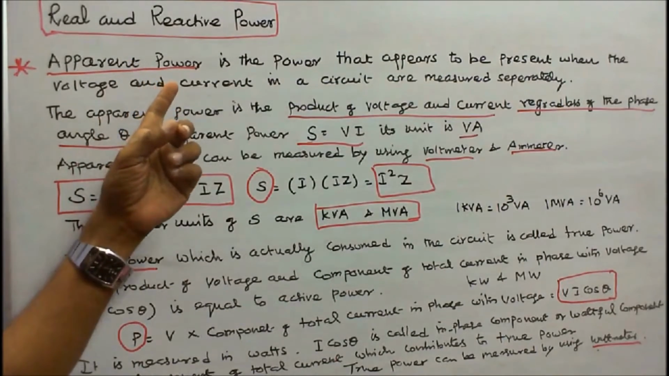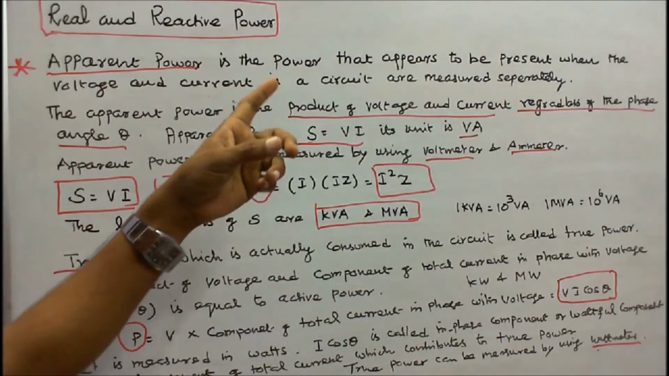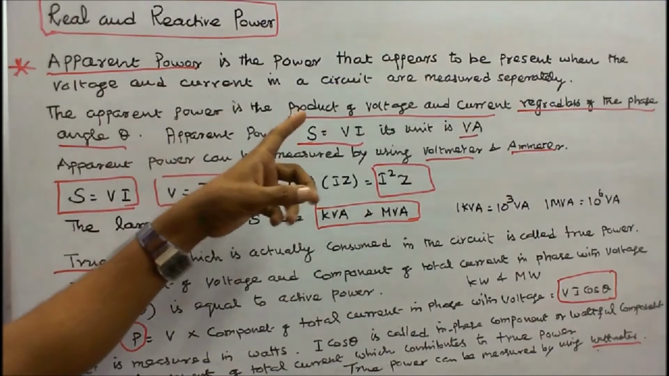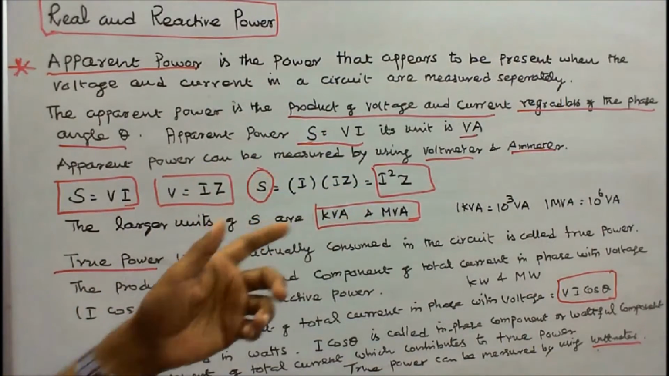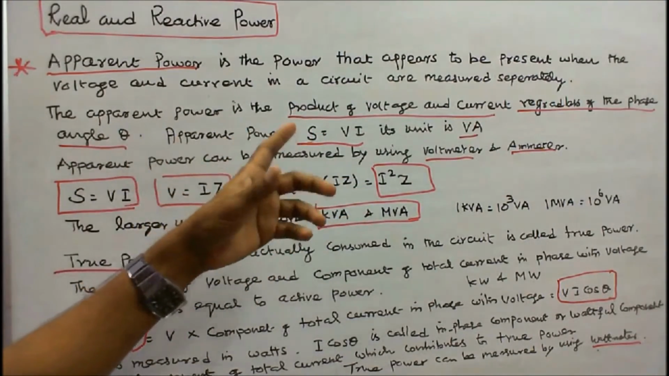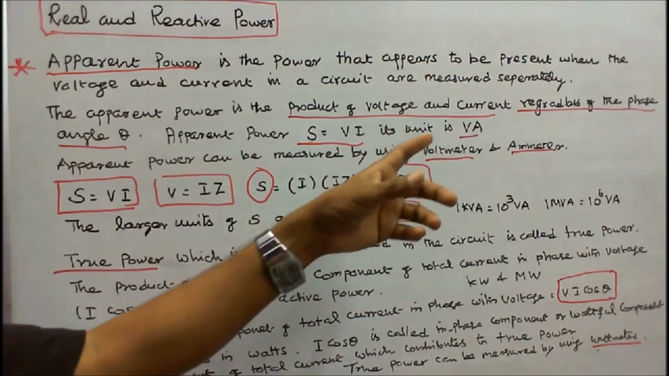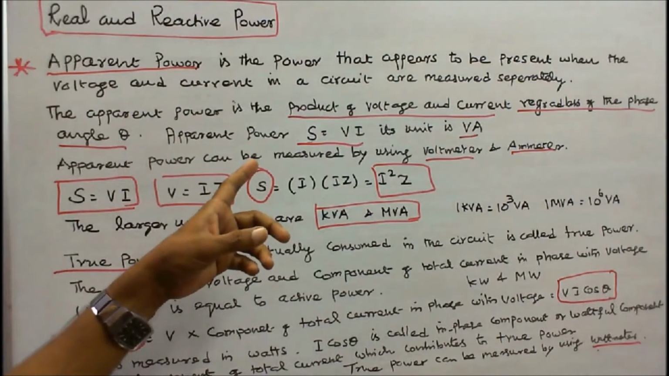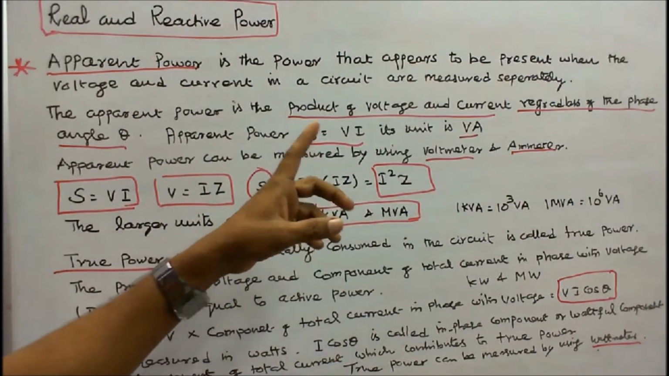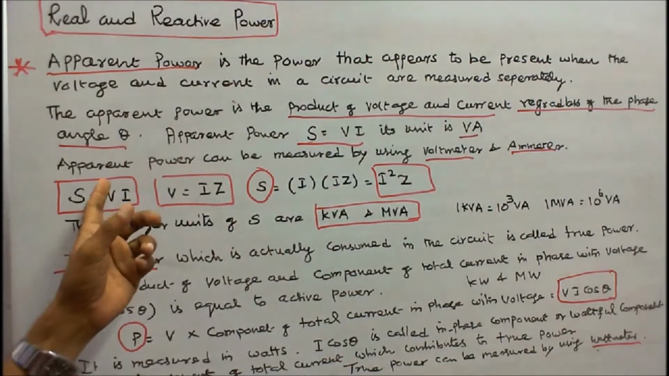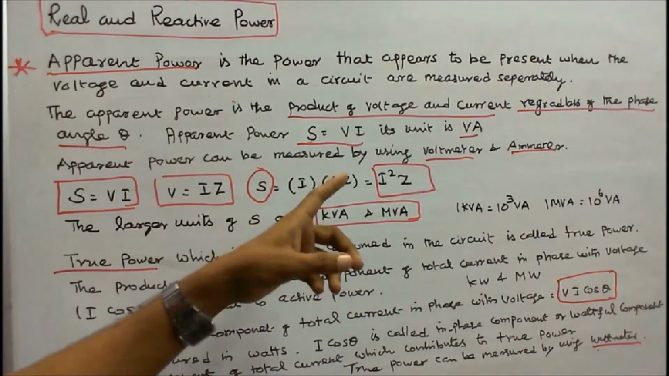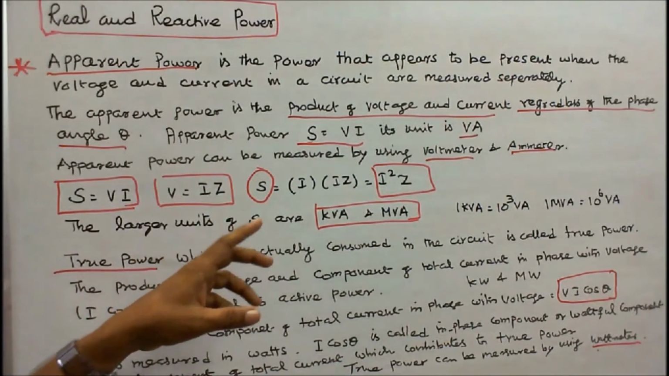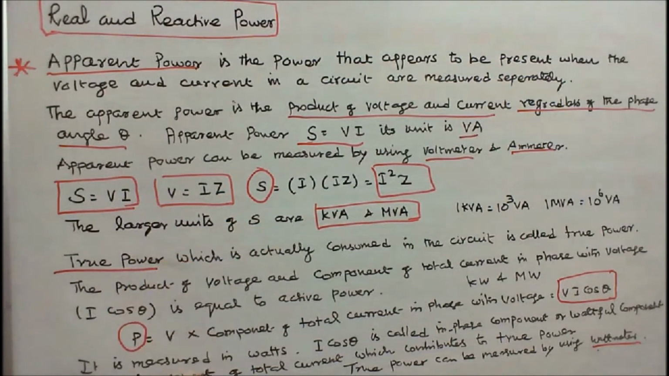Apparent power is the power that appears to be present when the voltage and current in a circuit are measured separately. The apparent power is the product of voltage and current regardless of the phase angle theta. Therefore, apparent power S is equal to V into I. Its unit is volt amperes. Apparent power can be measured by using a voltmeter and ammeter. The larger units of S are kilovolt ampere or megavolt ampere.